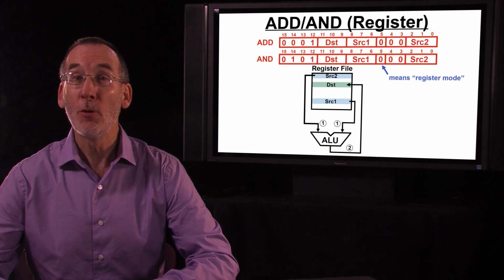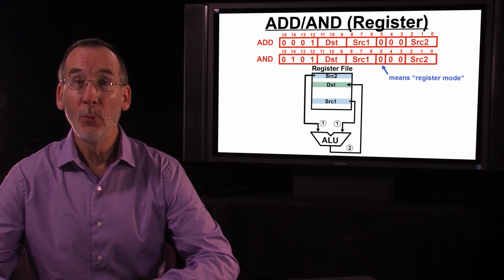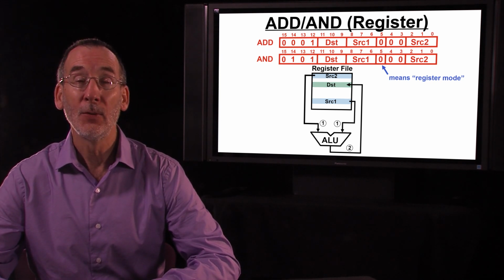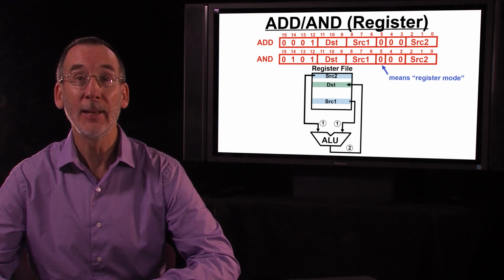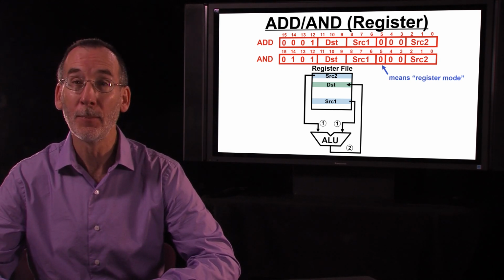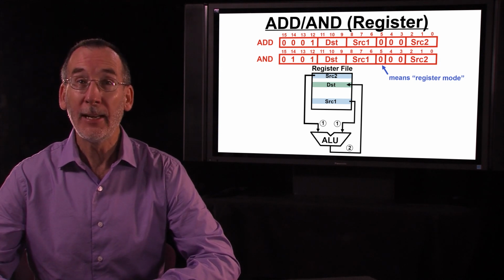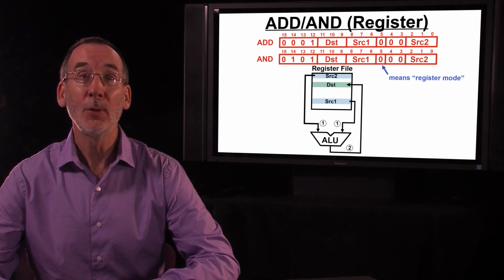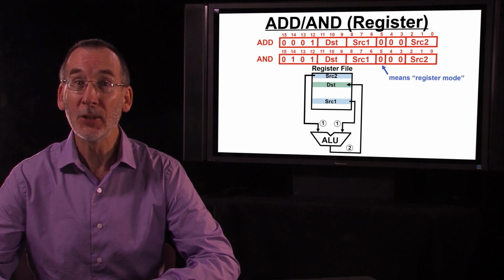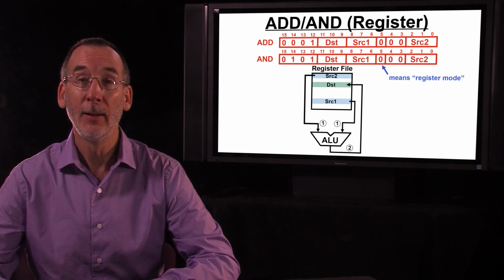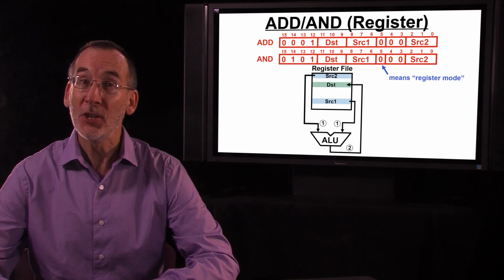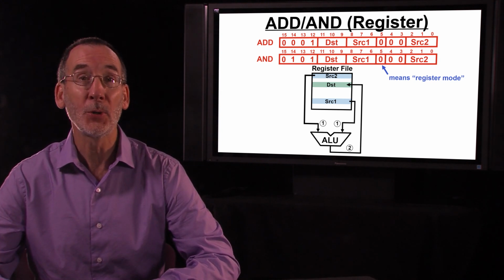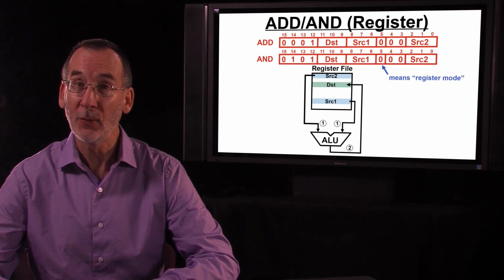With both of these in the register mode, we read two source operands from two registers, and that's denoted by bits 8 through 6, and the second by bits 2 through 0. We do the operation, either add or and, and then we write the result to the destination register indicated by bits 11 through 9. Now, bit 5 is a 0. That tells us that this is register mode. That tells us that both of our source operands are coming from the register file.